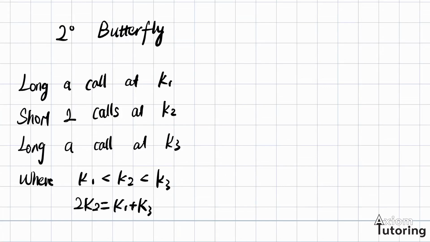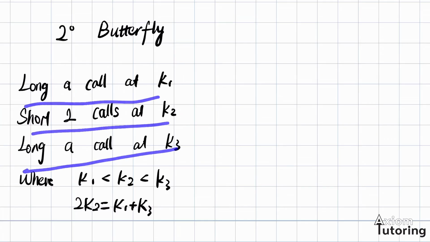Hi, in this video, we'll take a look at a slightly more complicated version of the combinations of the options, which is called a butterfly spread. It is constructed by going long on a call at the first strike price, K1, going short on two calls at the second strike price, K2, and going long on a call at the third strike price, K3, where K2 is the midpoint of K1 and K3, with K3 being the largest and K1 being the smallest. Okay, so again, let's take a look at the individual payoffs for these three different options.